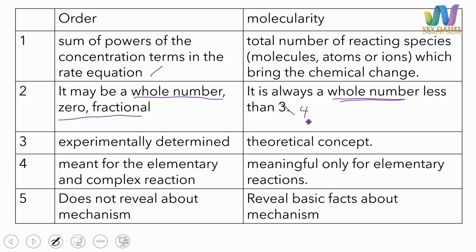Order is experimentally determined, while molecularity is only a theoretical concept. We can give order for elementary reactions as well as for complex reactions, but molecularity is meaningful only for elementary reactions. Complex reactions will not have a molecularity. In complex reactions, I told you, there will be more than 2 steps, and each step will have its molecularity. Order does not reveal anything about the mechanism of the reaction, while molecularity reveals the basic facts about the mechanism.